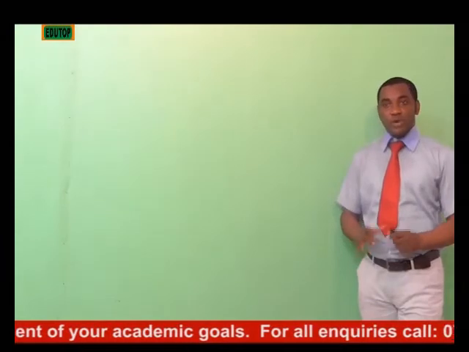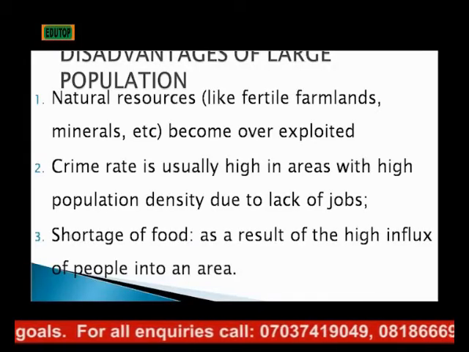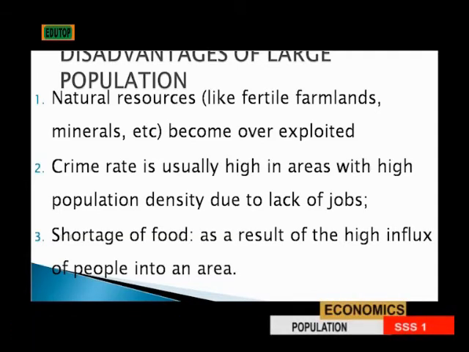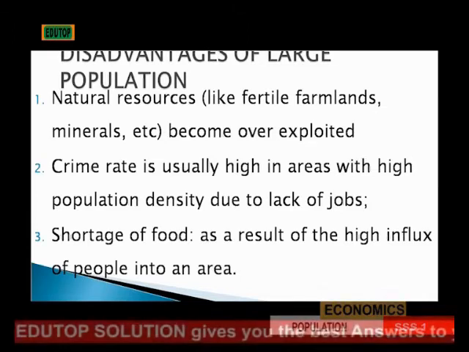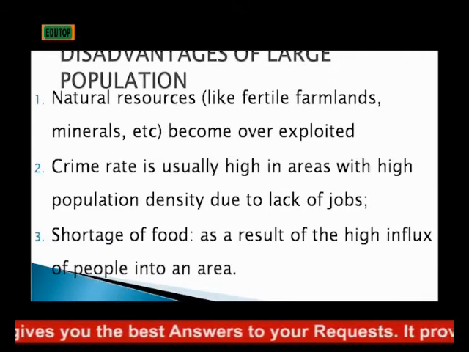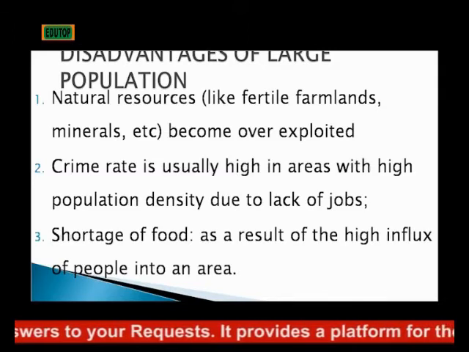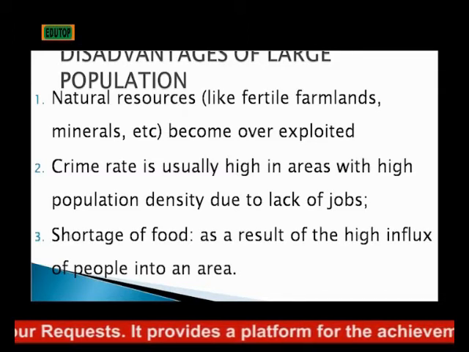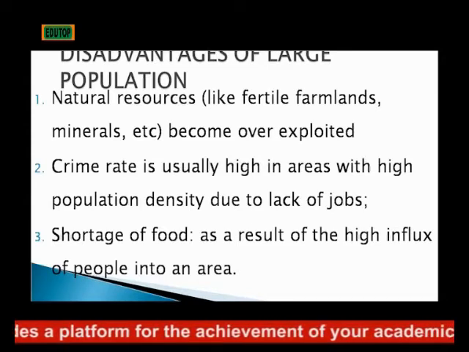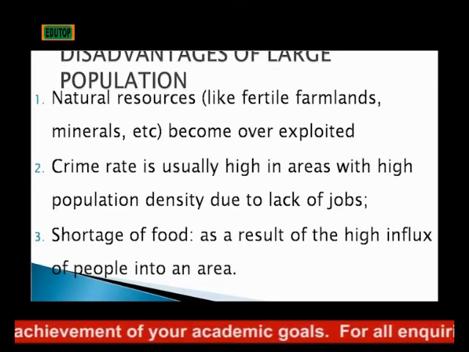Now, disadvantages of large population. 1. Natural resources such as farmland and other mineral resources usually become overexploited, because there are more people that will be accessing them. 2. Crime rate is usually high in areas with high population due to lack of jobs, because not many people in a society with high population usually get a desired job. Therefore, people, especially the young ones, tend to look for other means to quickly get what they want.